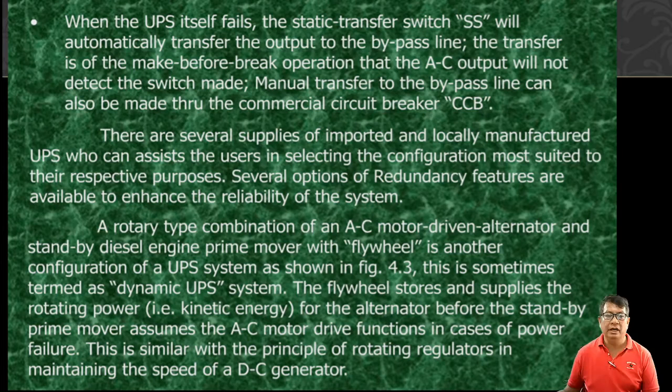so when that UPS itself fails, the static transfer switch or SS, no, static transfer switch will automatically transfer the output to the bypass line. The transformer is of the make before break, no. So make before break or to disconnect the whole system, then the AC output will not detect, no, the switch mode. Manual transfer to the bypass line can also be made through the commercial circuit breaker or CCB, commercial circuit breaker. There are several supplies of the imported and locally manufactured UPS.